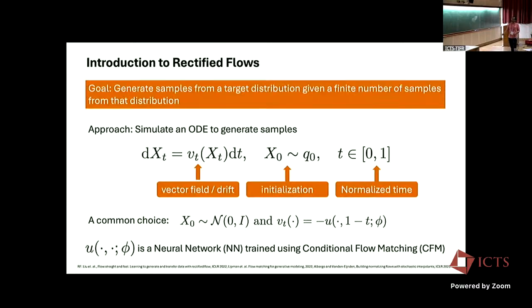Okay, so as I said, you want to simulate an ODE to generate samples. So there's a vector field or a drift. You initialize it with any distribution. Here it's Gaussian. Run it, and starting from that, you run this thing. You're going to get images.